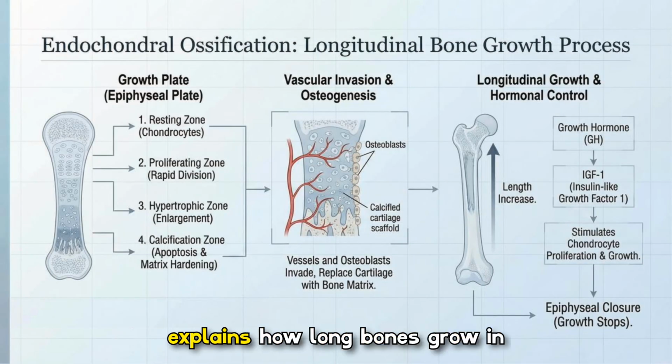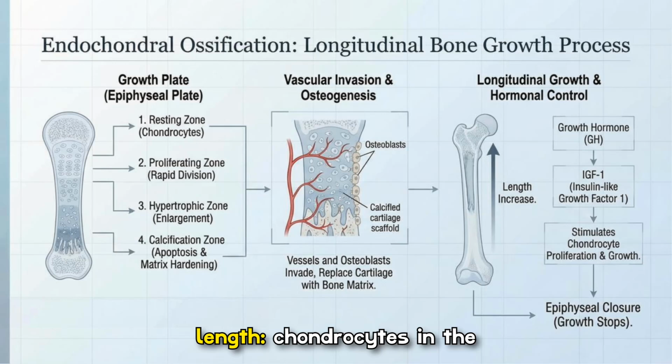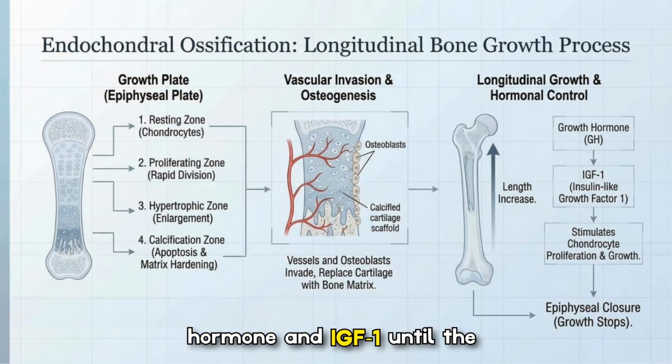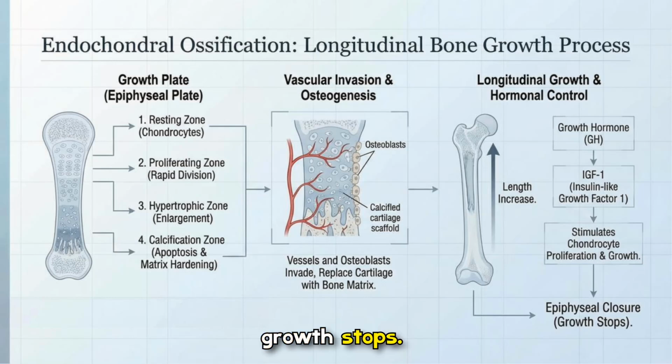Endochondral ossification explains how long bones grow in length. Chondrocytes in the growth plate progress from resting to proliferating, hypertrophic and calcifying zones. Then blood vessels and osteoblasts invade to replace cartilage with bone, a process driven by hormones like growth hormone and IGF-1, until the epiphyseal plate closes and growth stops.